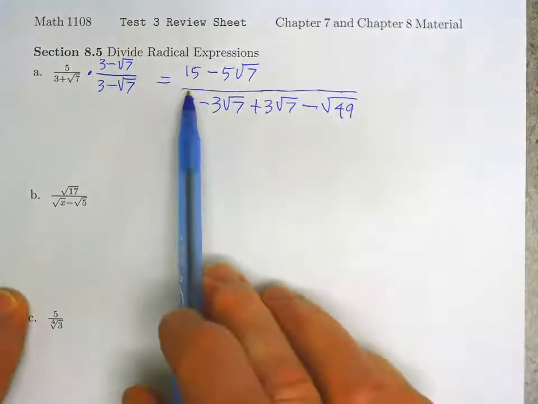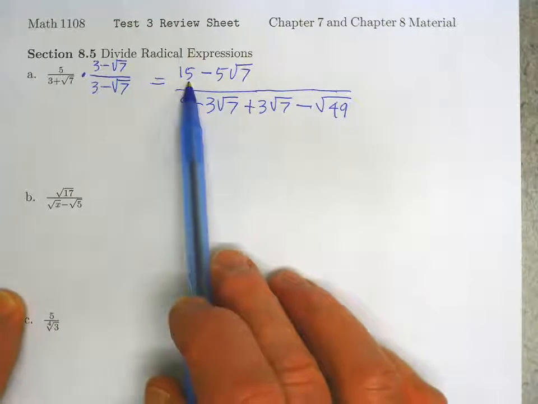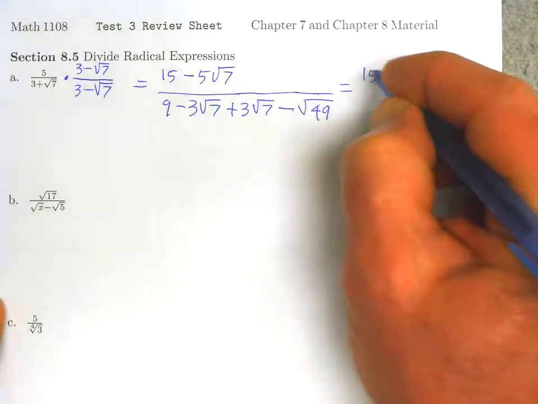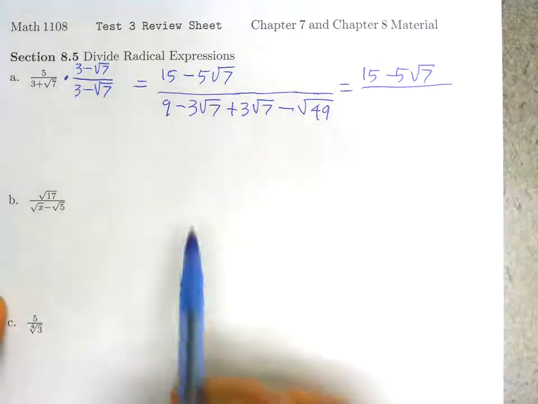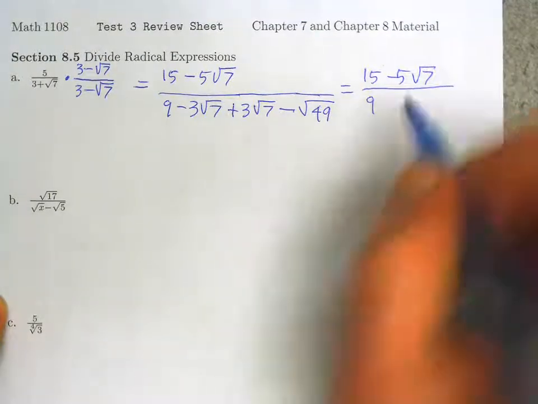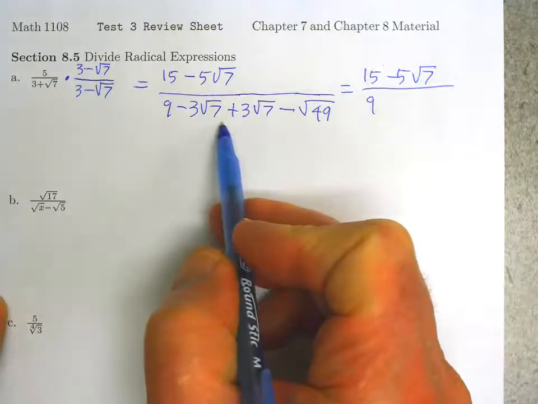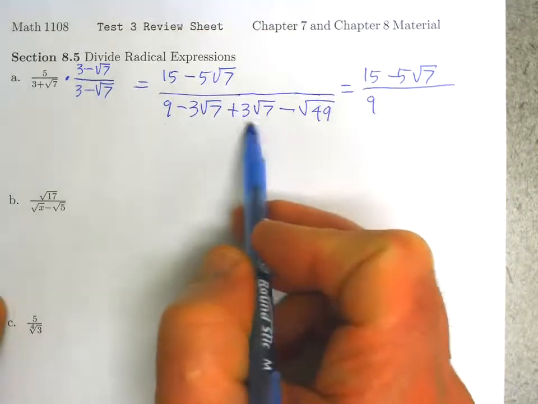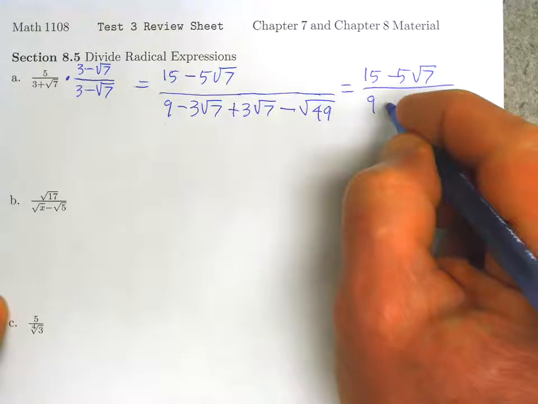Okay, the numerator is as simplified as we can get it, at least for now. So the numerator is 15 minus 5 times the square root of 7. And in the denominator, we have 9. And notice the two middle terms add up to 0. Minus 3 times the square root of 7 plus 3 times the square root of 7 is 0. And then minus 7 because the square root of 49 is 7.